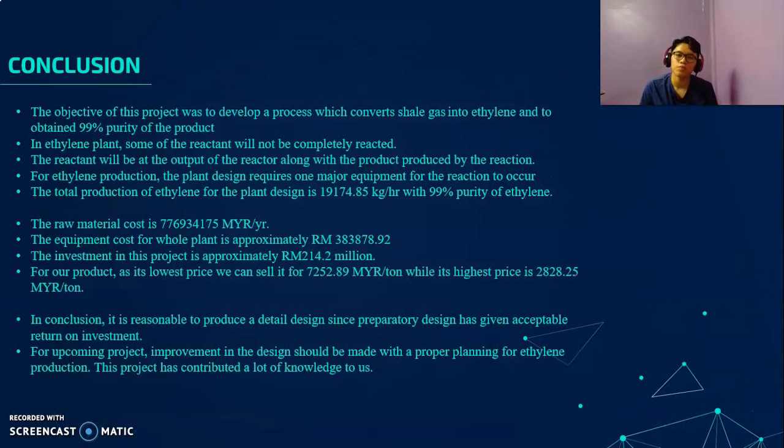So as the conclusion for this project, we want to convert the shale gas into ethylene by obtaining 99% purity of the ethylene. For the production of ethylene, major equipment will be used for the reaction to occur. For the ethylene plant design, the total production for the 99% purity is this one. And also the raw materials, which are shale gas and amine, is this one, the total per year. And the equipment cost, and also our investment that I said before. About our product, this one is the highest price and this one is the lowest price.